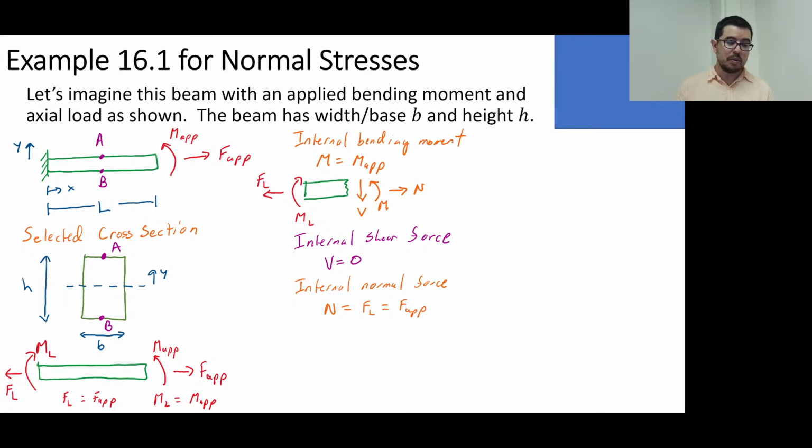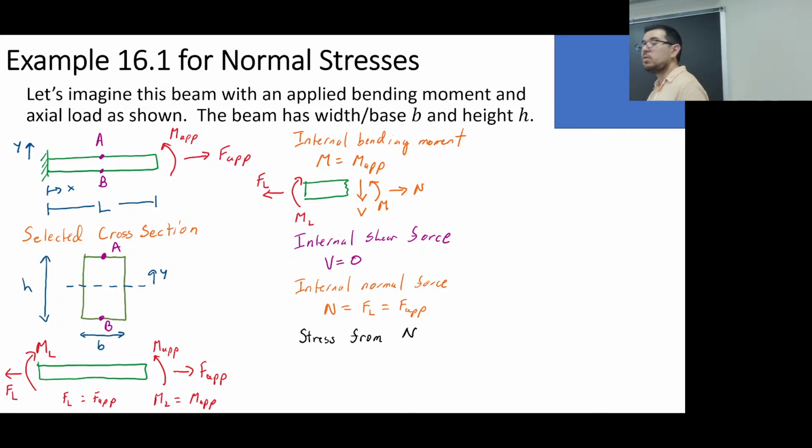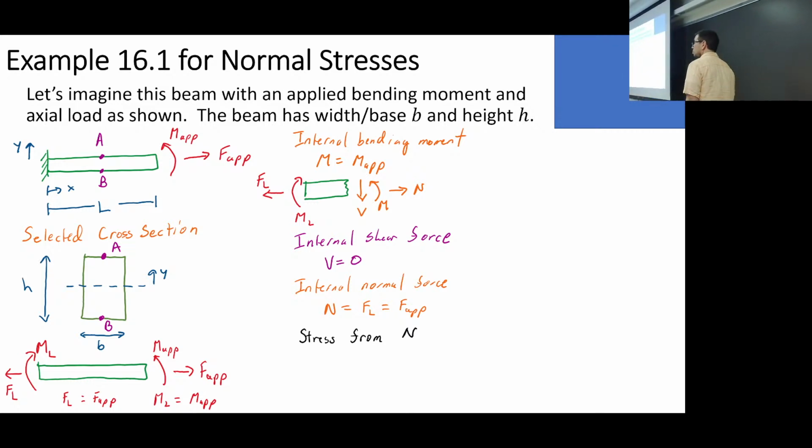And so now we can begin to think about a normal stress. There's one normal stress from N. What is it? It's normal stress due to the N.